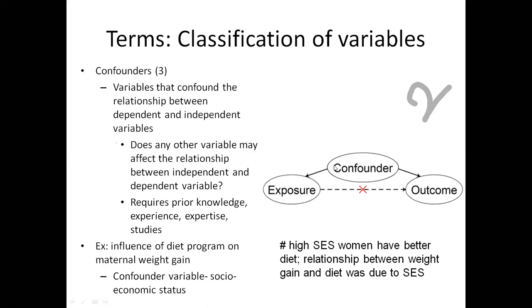There could be a chance that people in the high socioeconomic status could have a different, a better diet, and likewise people in the high socioeconomic status could also have a better maternal weight gain, right? So whatever relationship you might have seen between diet and maternal weight gain could probably be explained by the socioeconomic status, right? So in this case, socioeconomic status is a variable that could possibly confound the relationship between exposure and outcome. So those are the three sets of variables that you are mostly interested in classifying a variable in terms of the roles they play in the research study.